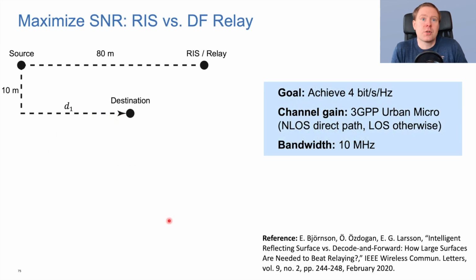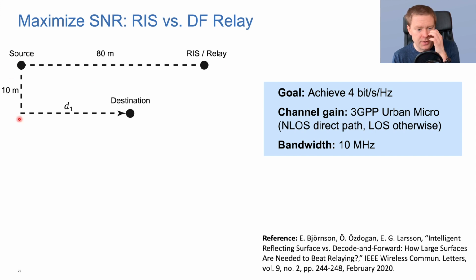Let's now shift focus and consider reconfigurable intelligent surfaces and compare it with technologies of yesterday, things that we already know. So I will compare reconfigurable intelligent surfaces with decode and forward relays, one of the classical relaying protocols. You have a transmitter called source using relaying terminology, and a destination, which is the receiver. And at one location here, 80 meters from the source, I have a reconfigurable intelligent surface or a relay.